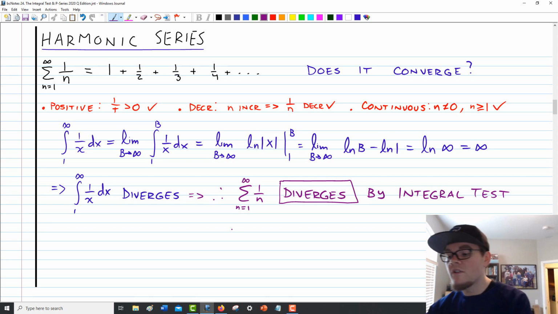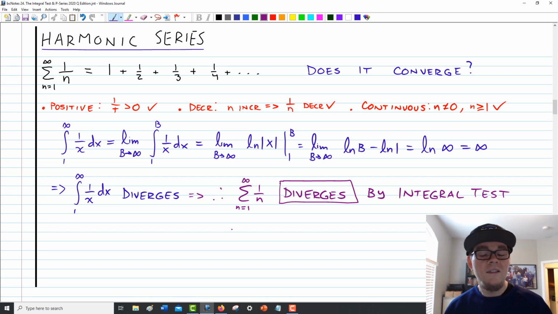And in fact, it is a divergent series, and we'll see in just a little bit that it's what I'd call the boundary between all the divergent p-series and all the convergent ones.